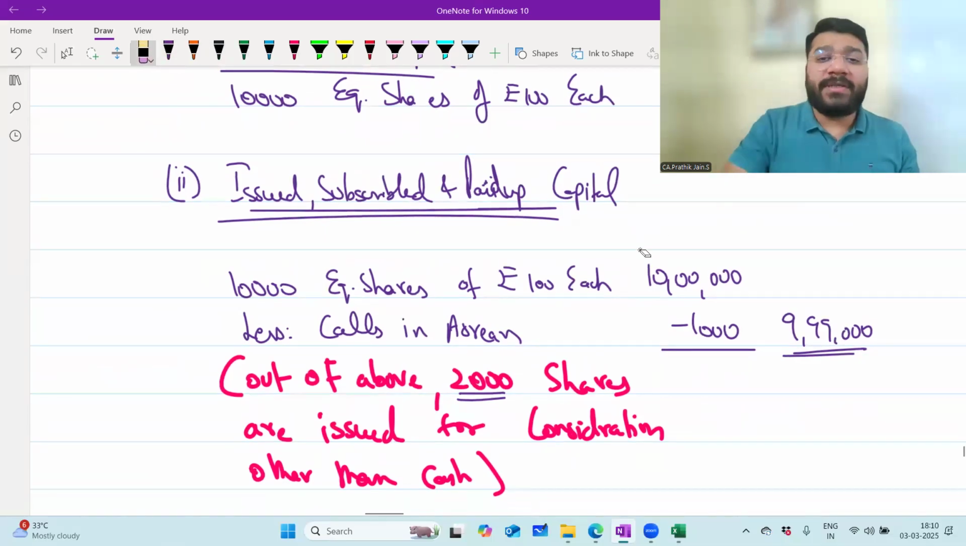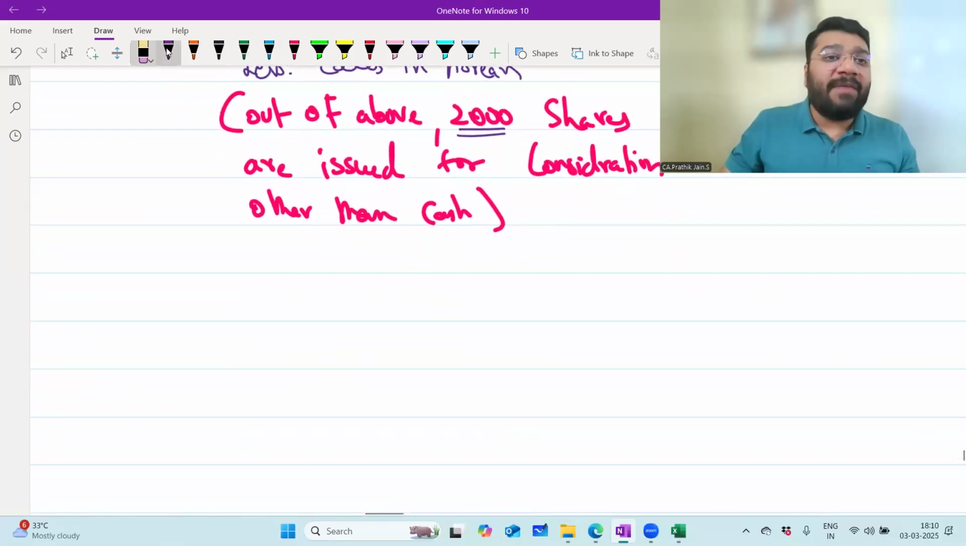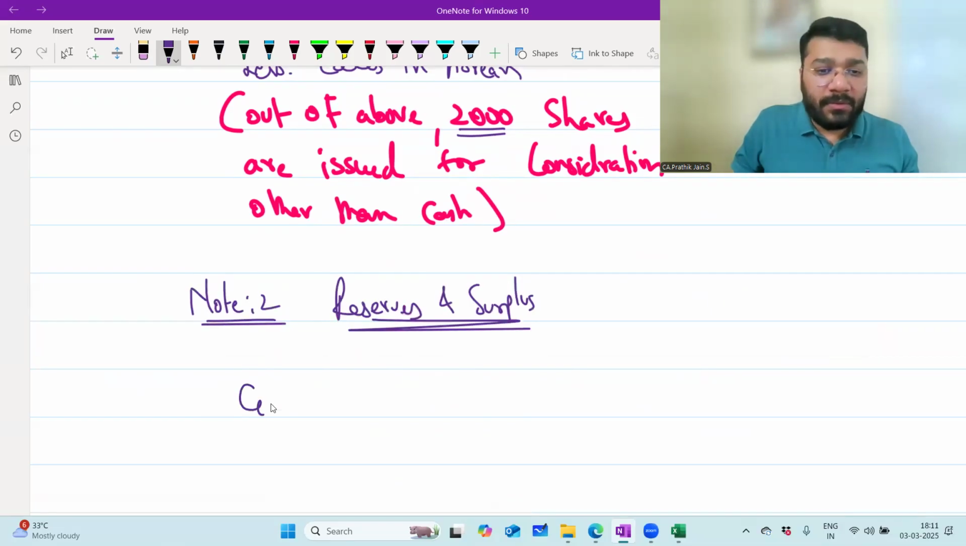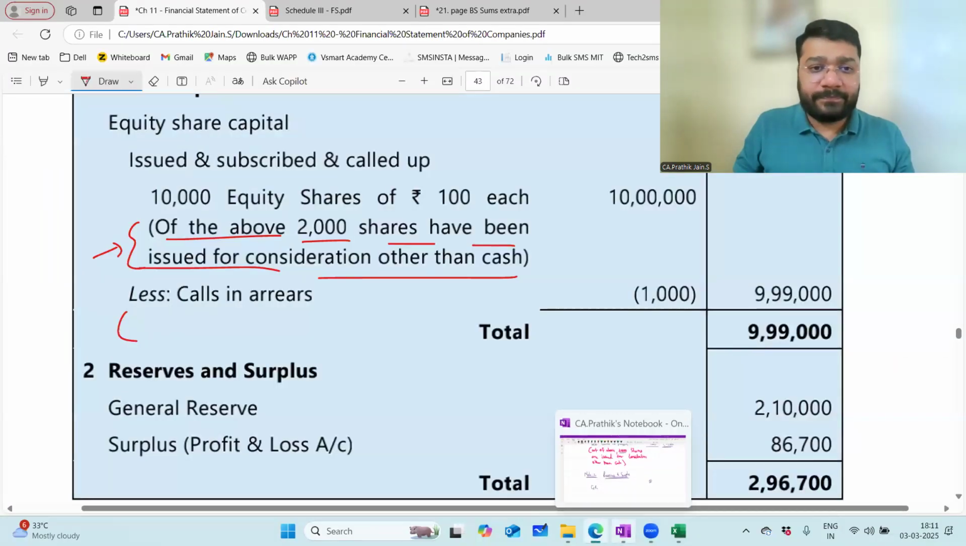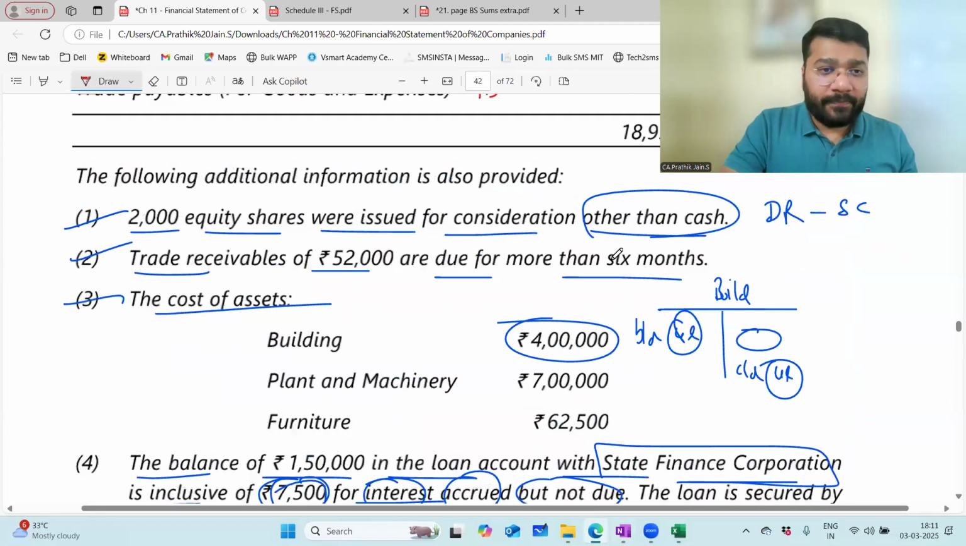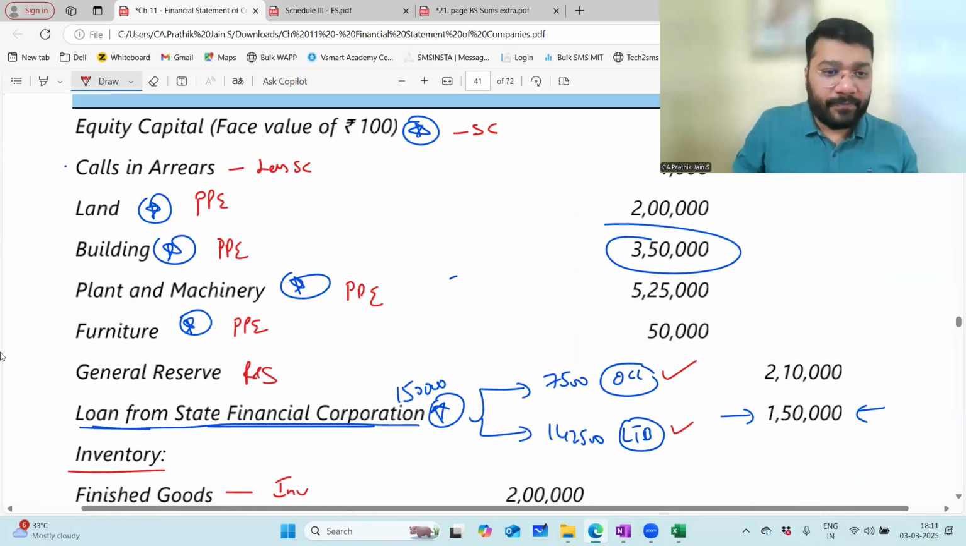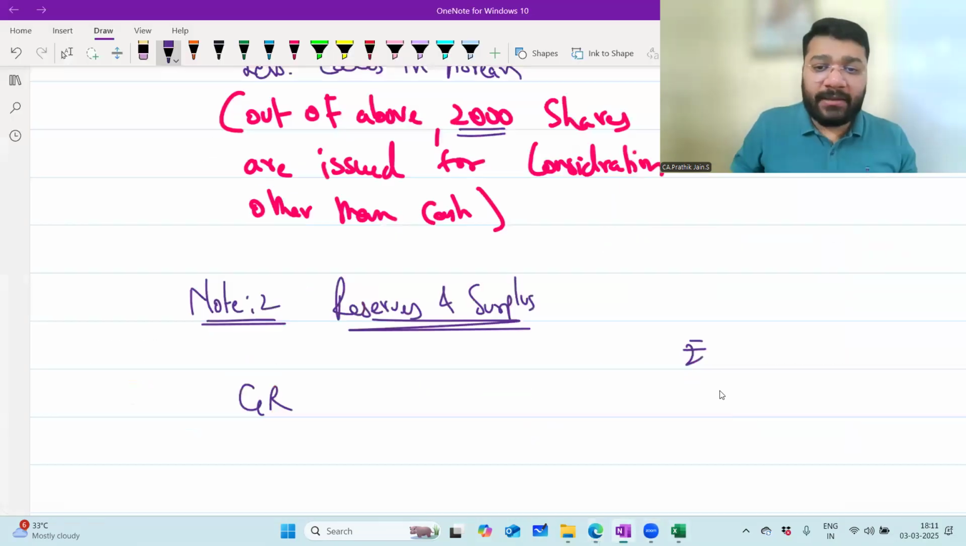Next is note number 2 for reserves and surplus. Do we have any reserves? General reserve is there? Okay. Note 2, reserves and surplus. So general reserve, directly in the outer column, we can write it. How much is it? Two lakh 10,000 in the outer column.